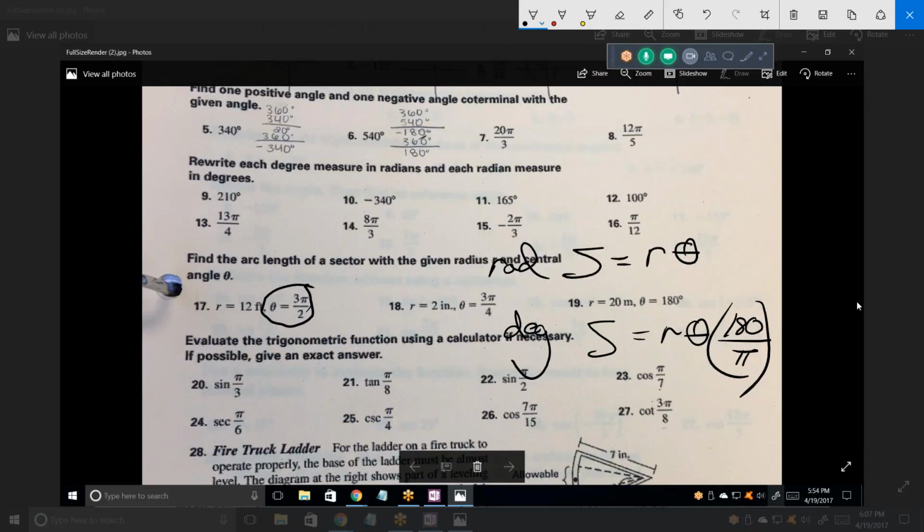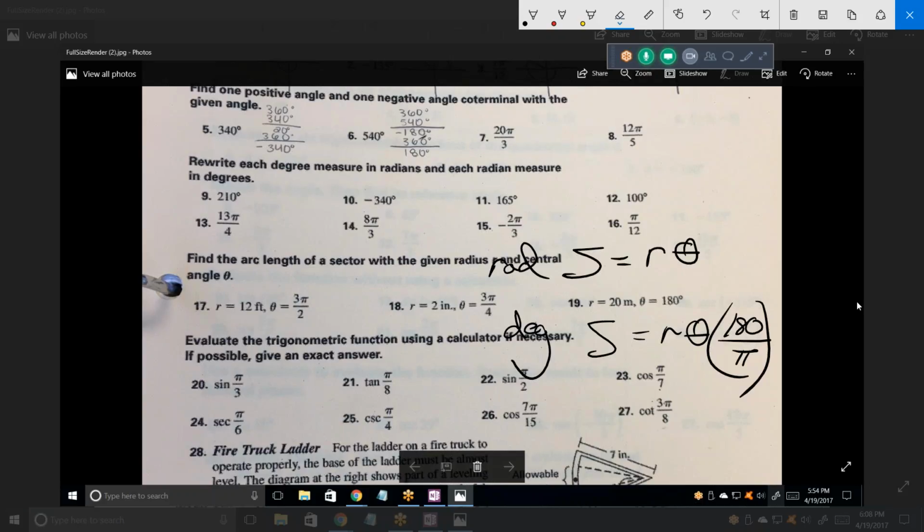Okay, hold on. So the formula is going to be S equals the radius, which is 12, times the angle, which is 3 pi over 2. Well, what is that? That's 18 pi. That's the arc length, 18 pi for number 17. So it's real easy, as long as you remember these two formulas.